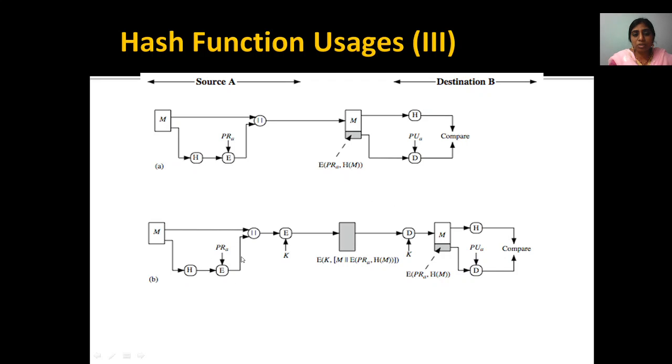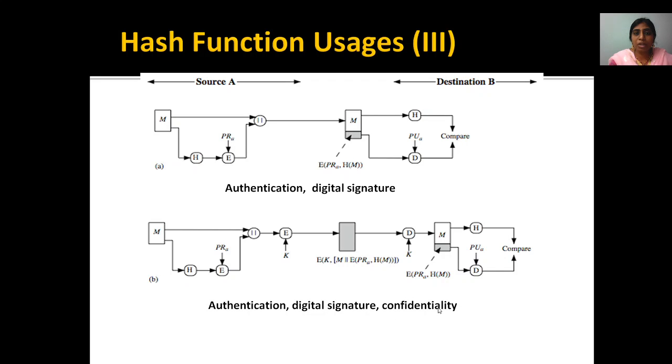Similarly, in this fashion also, we get the authenticity. Here we get authentication and digital signature. Here we even get the confidentiality. So here we have digital signature, authentication and confidentiality. It is the same process, but here we are encrypting with the encryption algorithm, and at the end we decrypt. So here we achieve the confidentiality, the digital signature using this, and authentication using the hash algorithm.